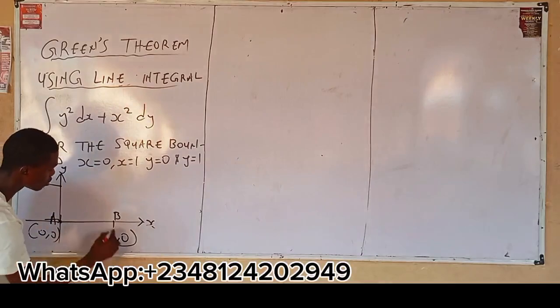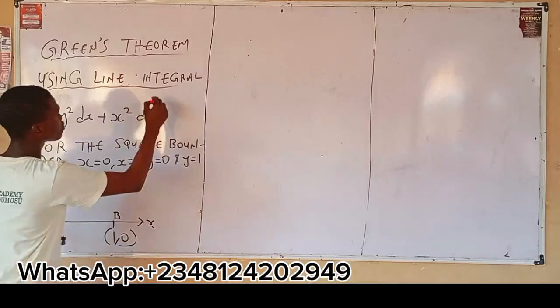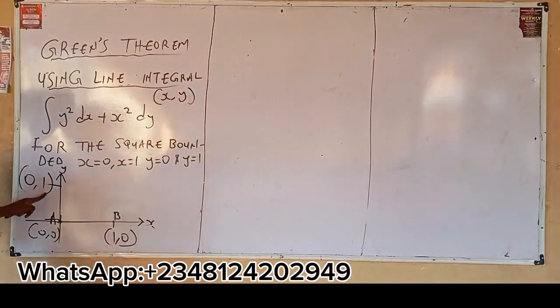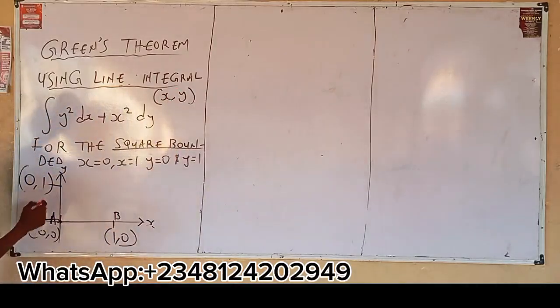Y is 0. Now, at this point, if y is 1, x will be 0. Meaning I have 0, 1. Hope that's taken. This is what we are following: x and y. So x comes first, then y follows. Since we know that we are dealing with a square, I will trace this point. Let's say this is A, this is B, and this is D. Meaning I'm going to trace these points together to give me a square.